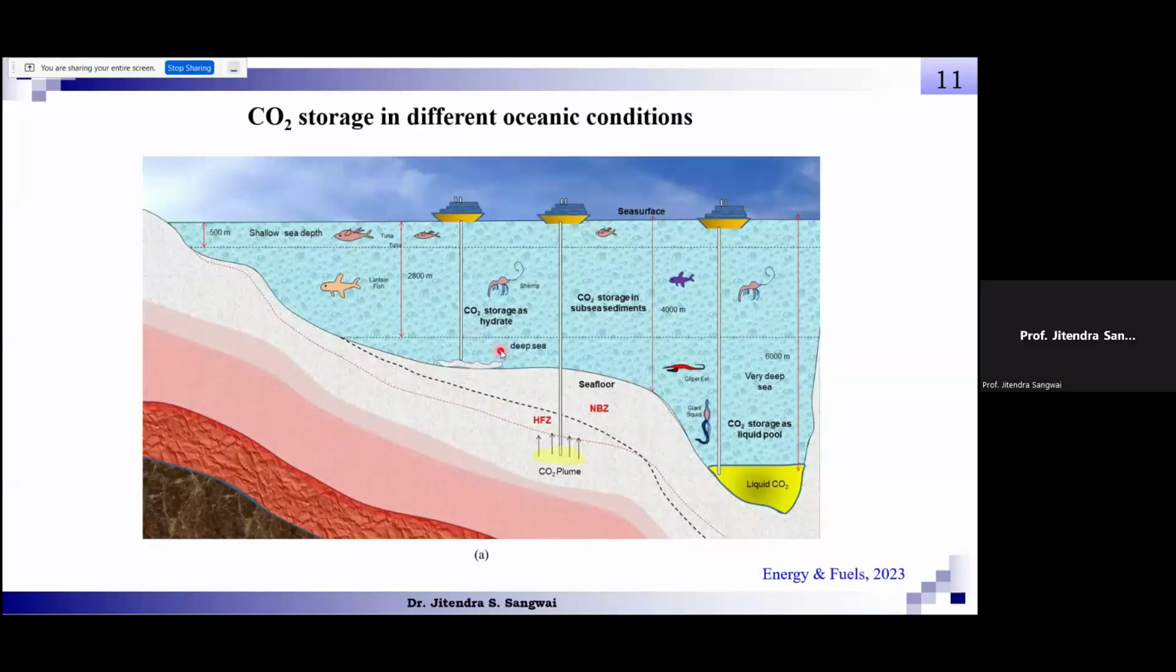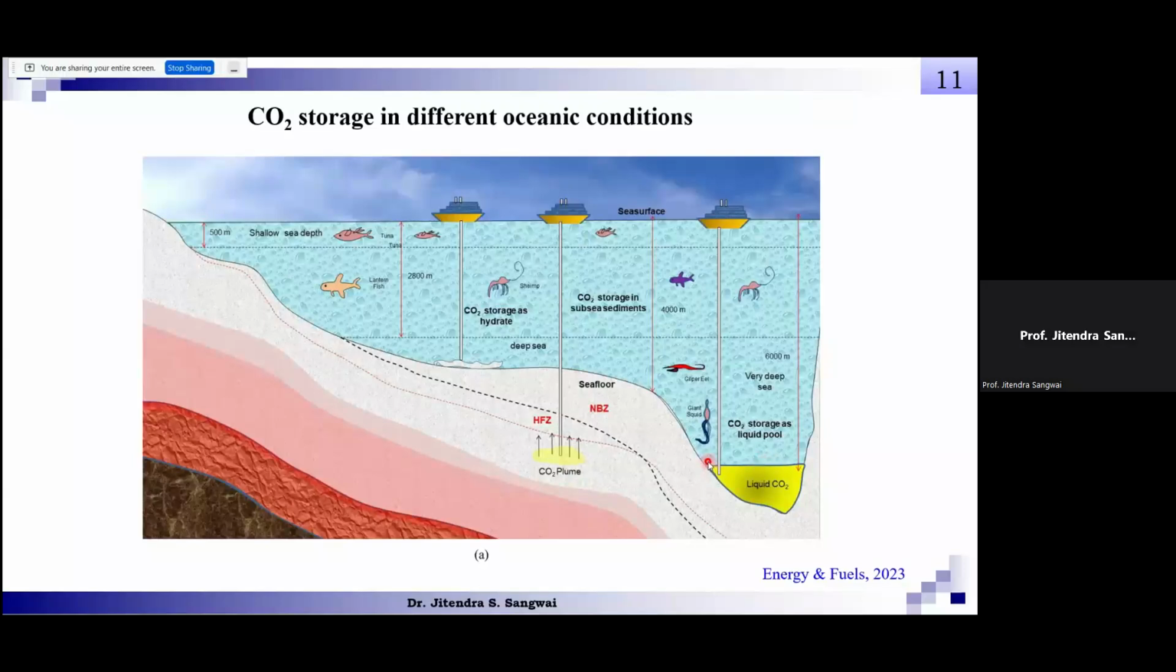As I already told you, you can do that in the form of hydrate. You can make moulds of hydrates that you dump into the ocean. Of course, we need more studies on what will happen to the CO2 hydrate mould. But I can do that below the sediments. Likewise, even if the CO2 plume rises, the non-buoyancy zone will ensure that the CO2 will remain trapped permanently because of the heavier density of the carbon dioxide. And you can also do that at a certain depth in the form of liquid carbon dioxide.